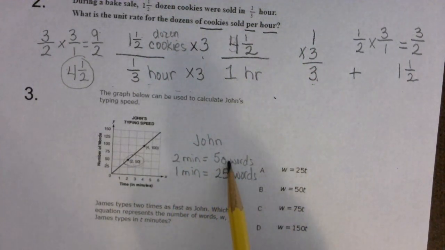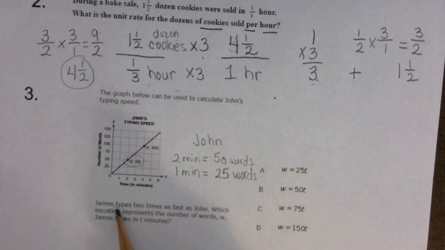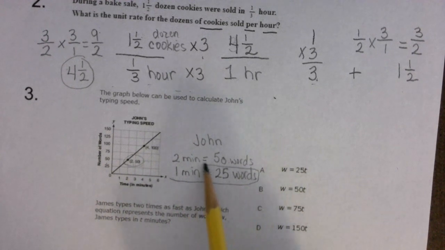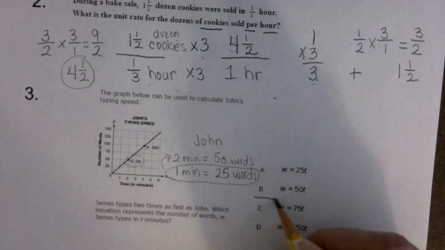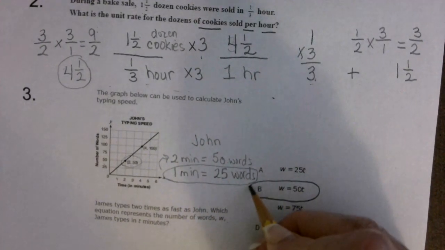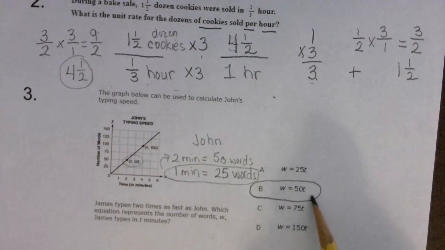In 2 minutes, he could type 50 words. So in 1 minute, he types 25 words. So James types 2 times as fast as that. So if he types twice as fast as John, that means that this is his speed, 50 words. So he can type 50 words a minute.